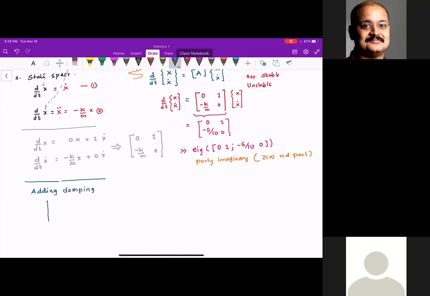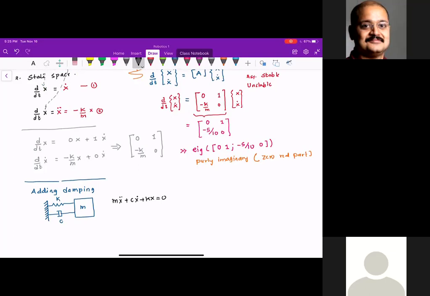So what you have is mass, stiffness, and I'm going to call this C, which is damping. If you look at the differential equation governing the motion of the system, it is going to be m x double dot plus c x dot plus k x is equal to 0.